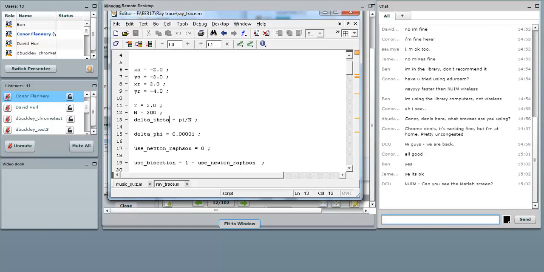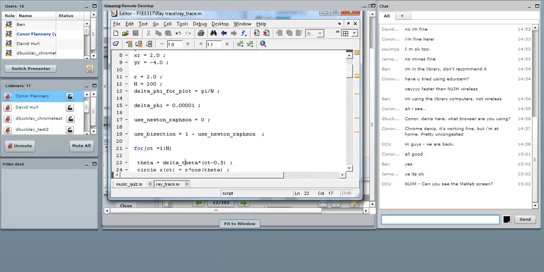Delta phi, should we call it delta? We'll call it delta phi, to keep things nice and consistent in terms of our diagram. Now delta phi is a different thing later on. I'm going to use this later.